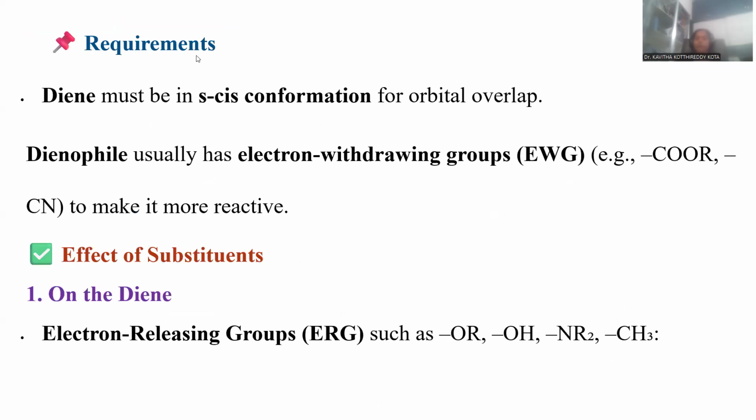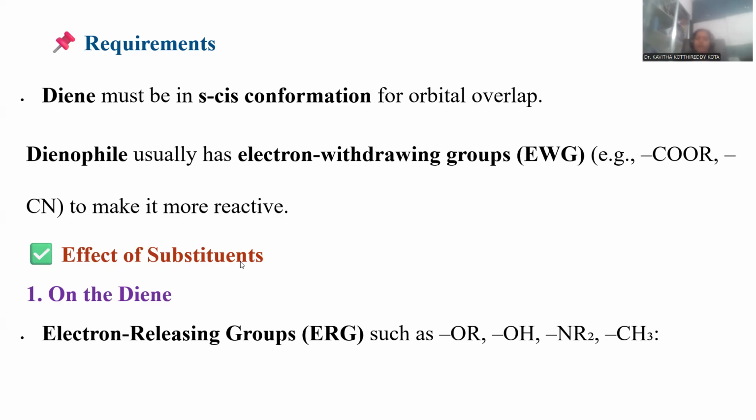In order to accomplish the Diels-Alder reaction, we need to meet certain prerequisites. The diene must be in cis configuration for orbital overlap. So cis configuration is more preferable in order to accomplish this Diels-Alder reaction in terms of the diene. The diene must be in cis position. The dienophile is usually an electron withdrawing group. Whenever the dienophile carries electron withdrawing groups, containing ester or nitrile, it becomes more reactive, so that the reaction takes place at a faster pace.